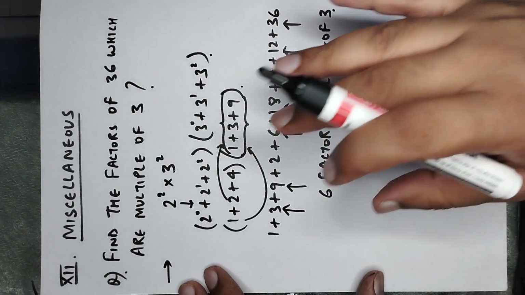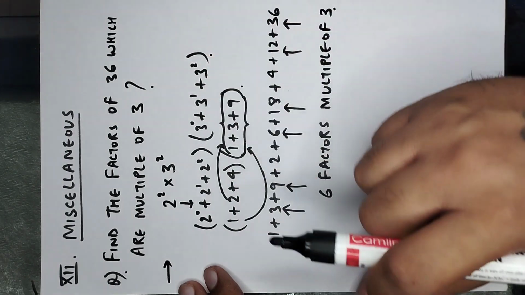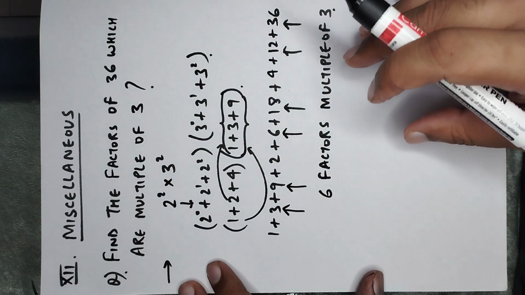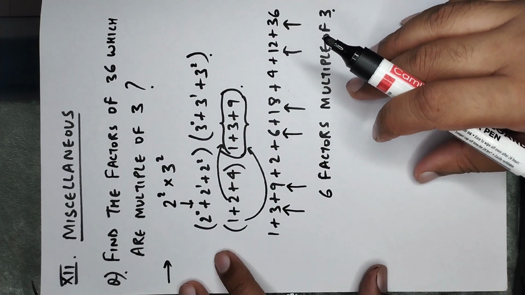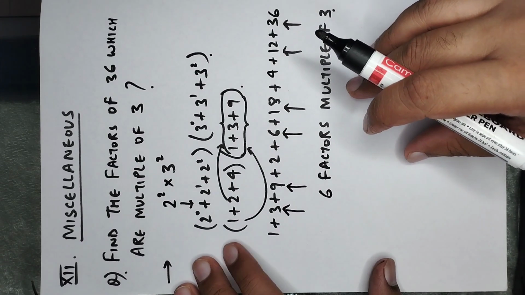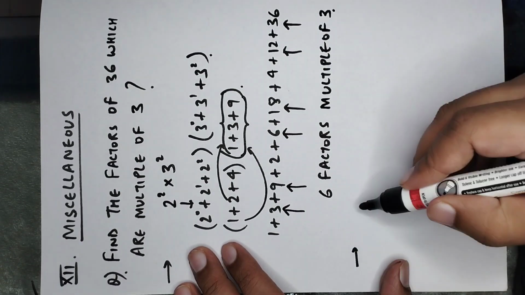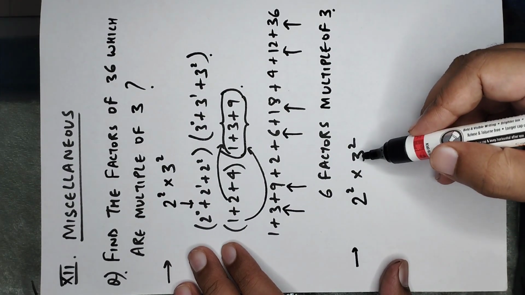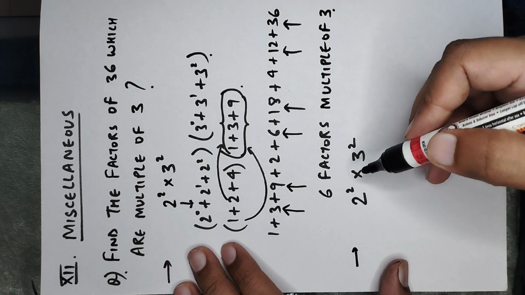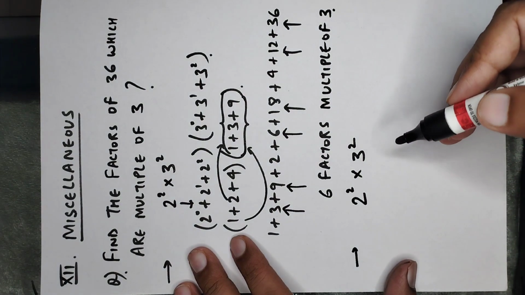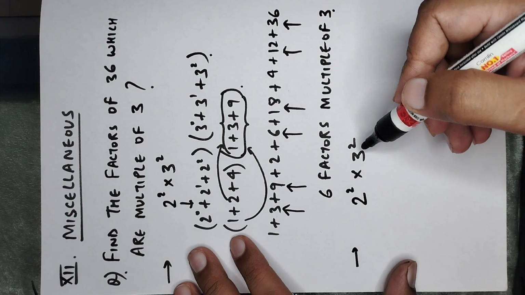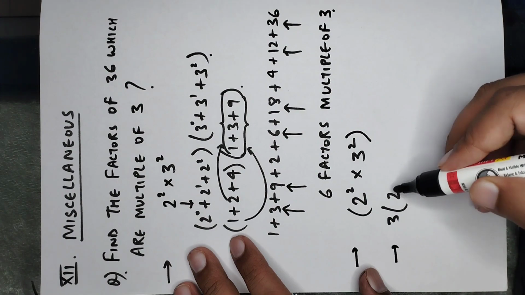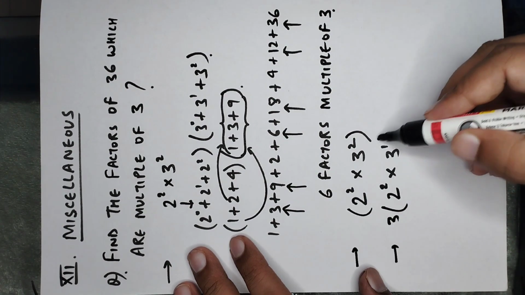But if the number is large, if the number is of 3 digits or 4 digits, every time manually we cannot do this. It's not even possible. Now, what is the another way of doing this? What we can do, if I have to find the multiple of 3, I know that these are the factors, 2 square into 3 square, of number 36. If I have to find the multiples of 3, multiple of 3 means I have to take 3 common from it. If I take 3 common from it, I get 2 square multiplied by 3 raised to the power 1.